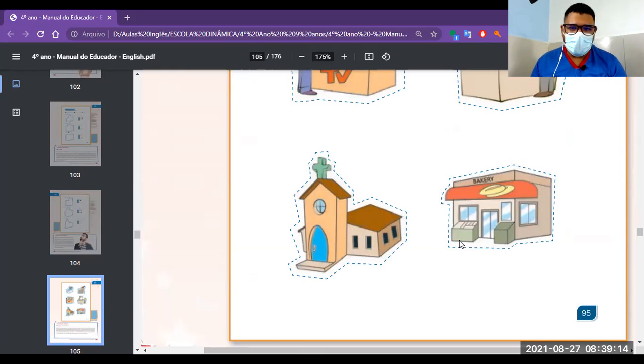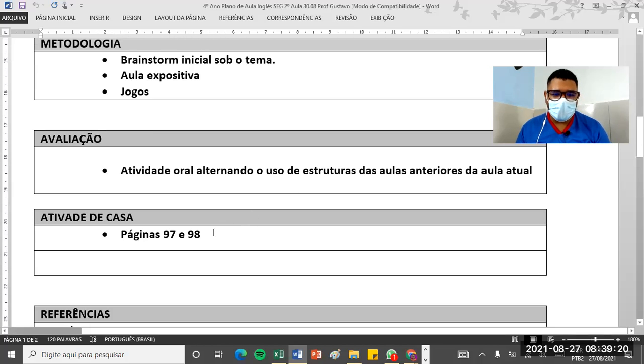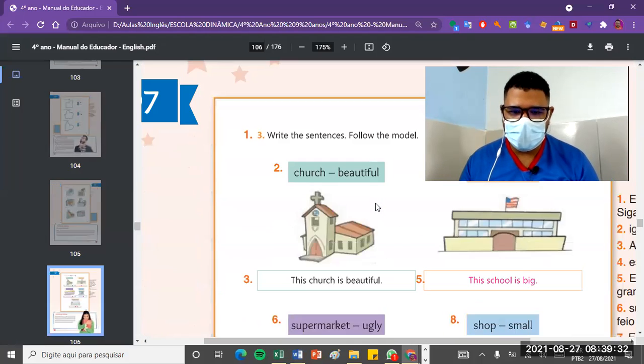Don't forget, guys, as well, to do the homework. For homework, I will ask you guys to do pages 97, all right, and 98. Pages 97 and 98 will be for homework, right?